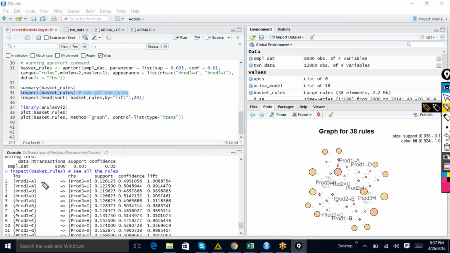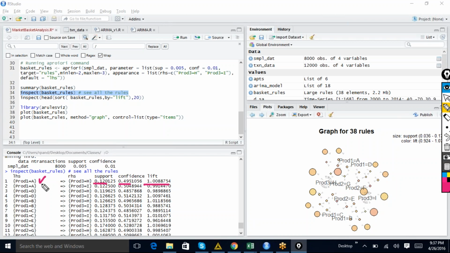That left hand side is one. So basically it says, when product A was bought, what is the probability that H will be bought? So the rule that we have here is, when product A is bought, what is the probability that H will be bought? It has a support of 0.12, confidence of 0.49, and lift of 1.008, right? So this gives you that rule.